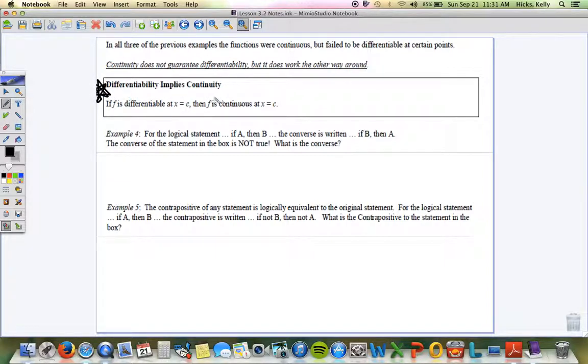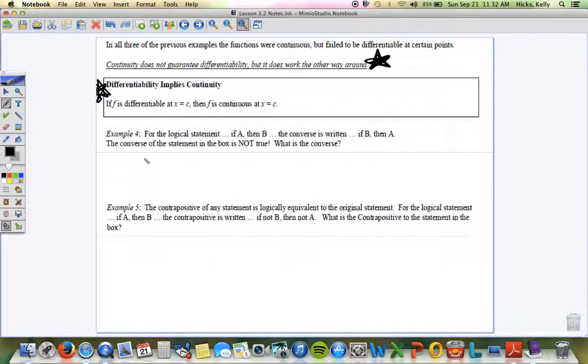Differentiability implies continuity. If a function is differentiable at some point, then it is also continuous at that point. But very important, it does not work the other way around. Just because a function is continuous does not guarantee that the function is differentiable. So continuity does not guarantee differentiability, but differentiability does guarantee continuity. Okay, let's look at this.